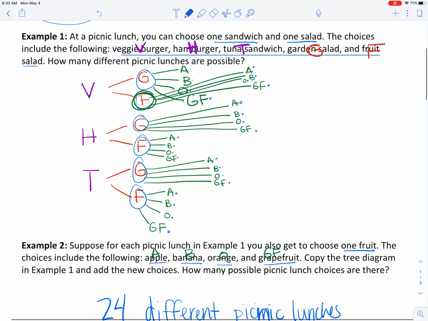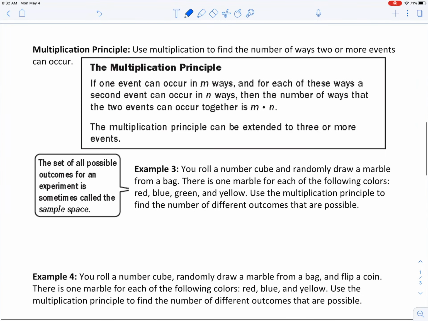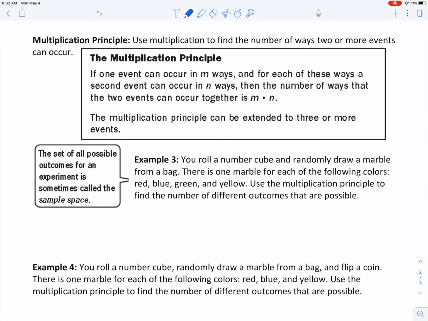Now, you might be asking, well, gosh, as we get more and more choices, like let's say there was a dessert option, now we're going to have so many different choices, and I don't want to have to make this ginormous tree diagram. Well, what you can do is something called the multiplication principle. It uses multiplication to find the number of ways 2 or more events can occur.